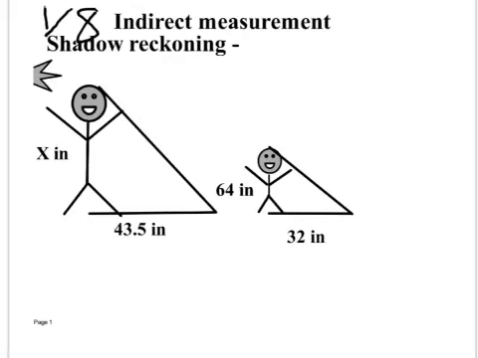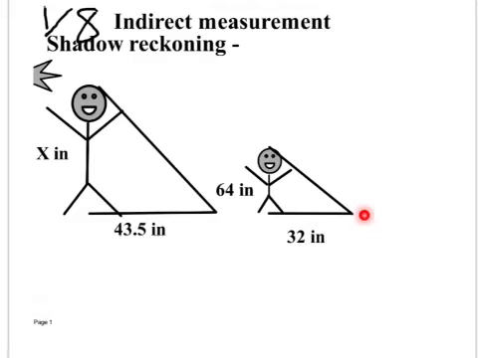So we're using an indirect way of measuring the statue. We're going to do that by comparing the shadows of the statue and the person beside him. The shadow of the statue is going to be proportional to the shadow of the person, so we're going to use proportions.